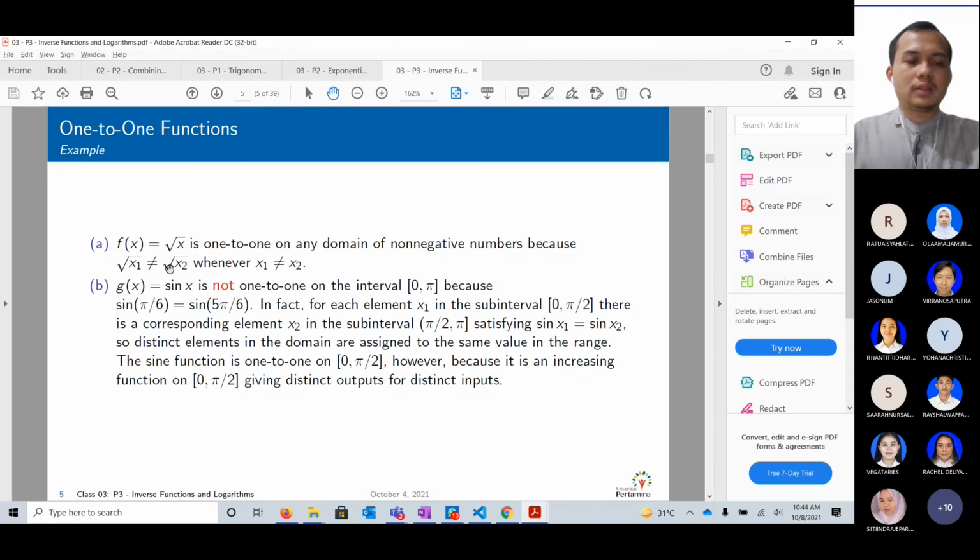So, for example, f of x equals square root of x is 1-to-1 on any domain of non-negative numbers, because square root of x1 is always not equal to square root of x2 whenever x1 is not equal to x2. But sin of x is not 1-to-1 on the interval 0 to pi, because sin pi over 6 is equal to sin 5 pi over 6. But if we restrict the interval to only from 0 to pi over 2, the function g of x equals sine x is 1-to-1.